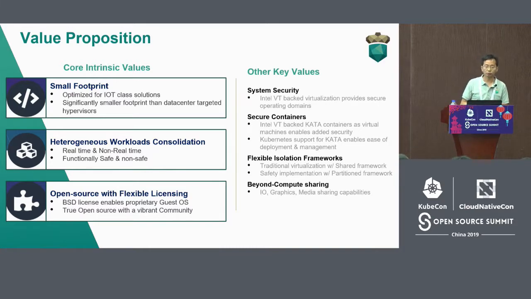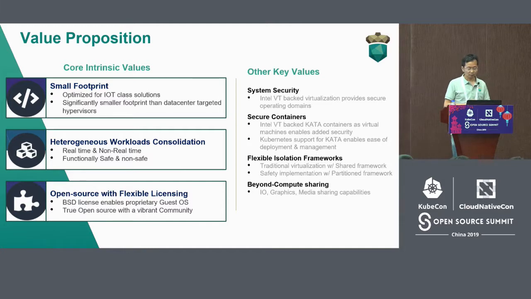Second, we mainly focus on IoT, so lots of special needs, including what I mentioned before, footprint. The second is within IoT area. This is heterogeneous workloads consolidation, including real-time and non-real-time, functionality safe and non-safe. So two different types of business to be consolidated. The third is our license is BSD license, very flexible and different to the others.